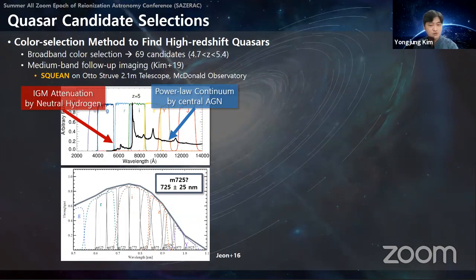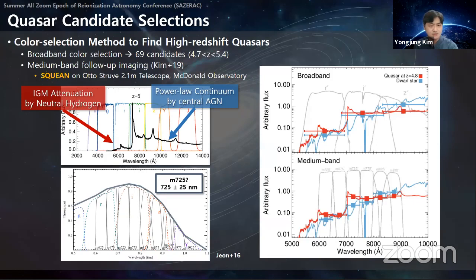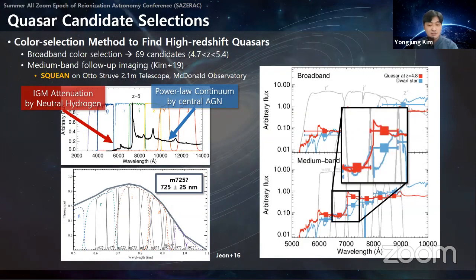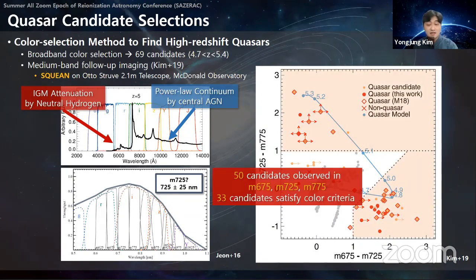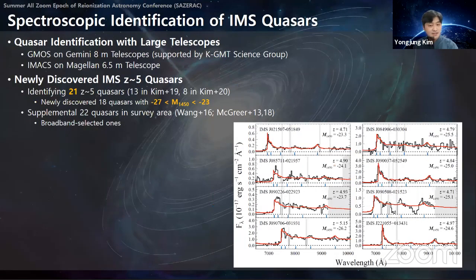And this figure shows that it works efficiently. As you can see in the top panel, the high-redshift quasar colors are similar to the dwarf stars in broadband, but if we use the medium-band colors, it is expected that we can easily distinguish the break of the high-redshift quasars from the red colors of dwarf stars. On this medium-band color diagram, we successfully narrowed down the number of plausible candidates for redshift 5 quasars.